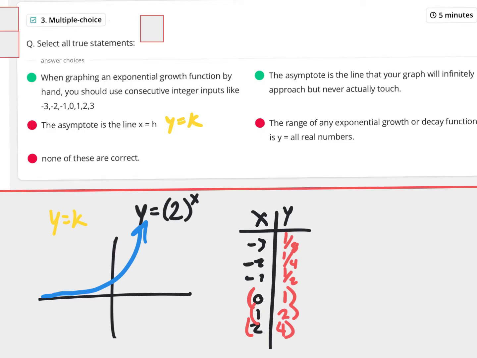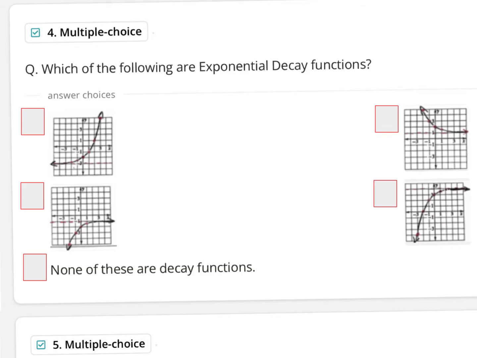Let's move on. Which of the following are exponential decay functions? That's pretty simple. From left to right, the way you read sentences, if it infinitely approaches your asymptote, that's a decay function. From left to right, if it infinitely grows away from your asymptote, that's a growth function. So first, they're already drawn here, the asymptotes, right? The asymptotes.